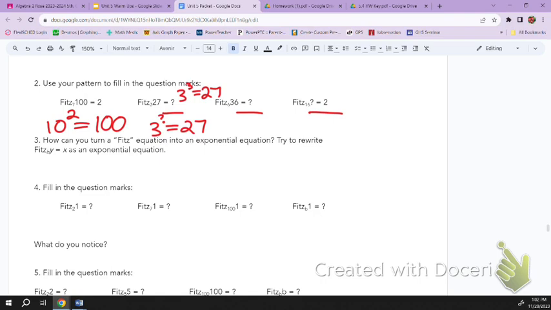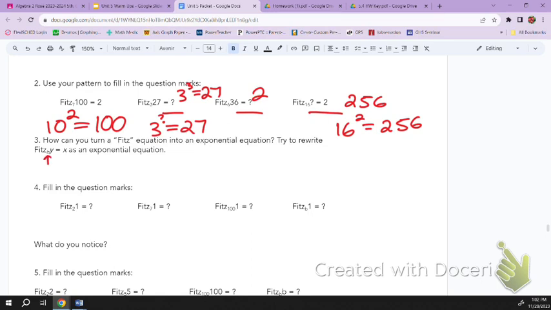How about the next one? This one's going to be 2. What about the last one? 256, because 16 squared is 256. Number 3, how can you turn the log equation into an exponential equation? Try to rewrite it as an exponential equation.